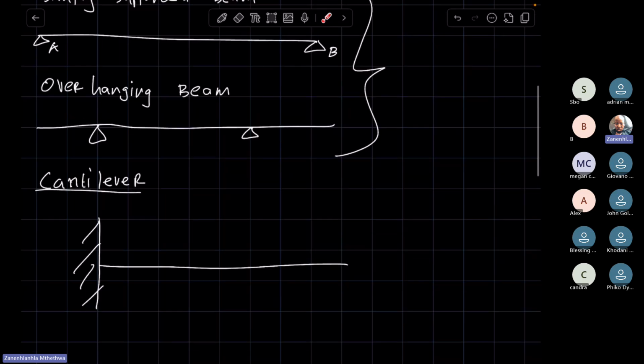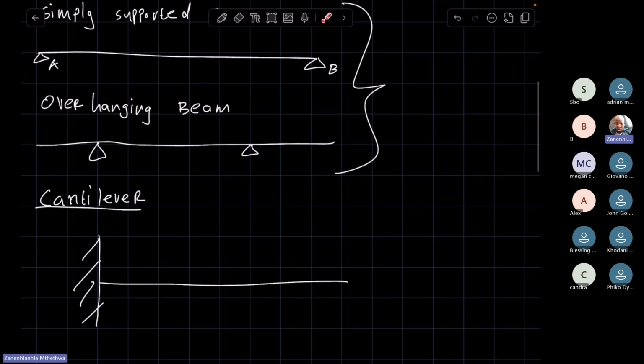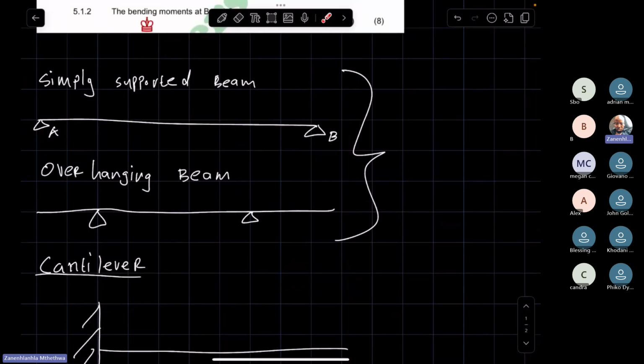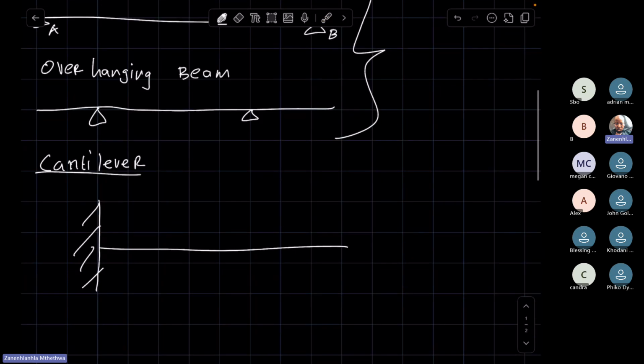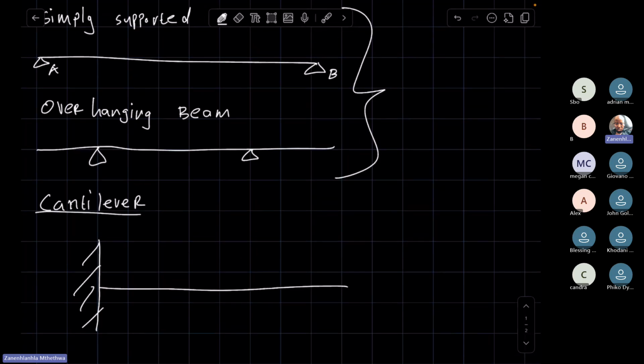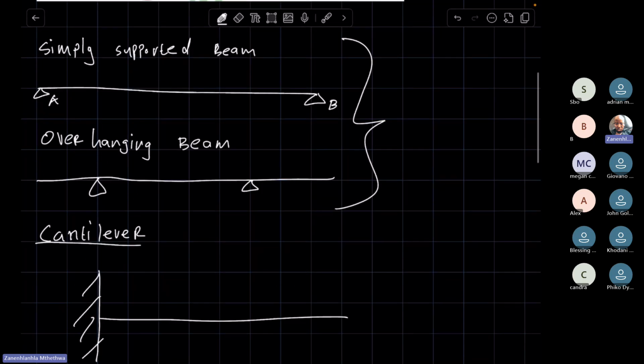Now at this level, for NATED, we only cover these three types of beams. Now we get more types, like a continuous beam. A continuous beam, though, we do not cover at this level. Are we clear?